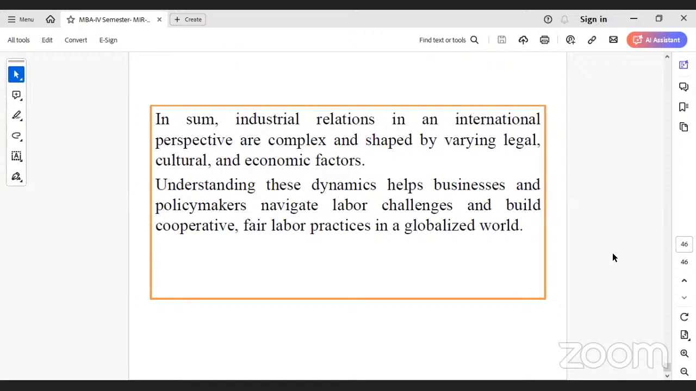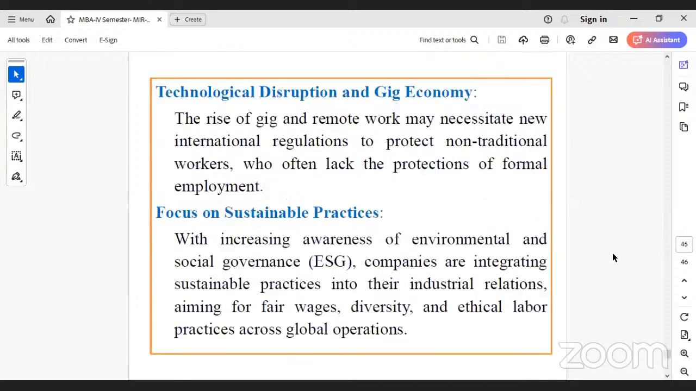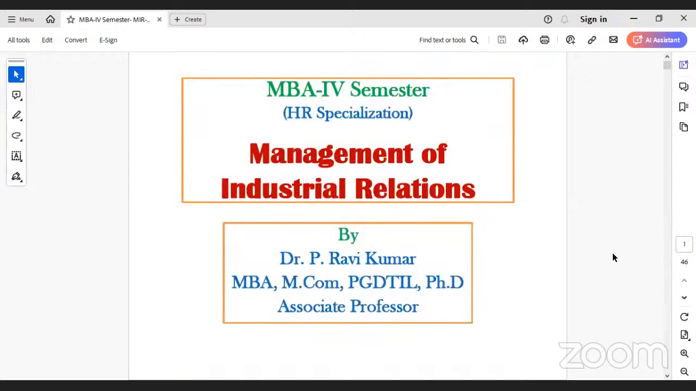In the globalized world, if you have a good understanding of the government's rules and regulations and the legal, social, and economic factors, then these dynamics help businesses and policymakers navigate the different challenges faced by companies, and how to provide better service to the laborers, and how the laborers can receive benefits in a smooth and cooperative manner. So with this, the total 5 units are complete. That is the management of industrial relations.